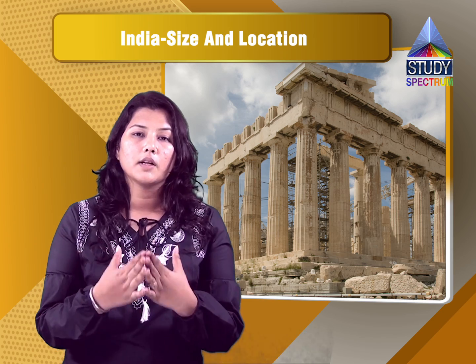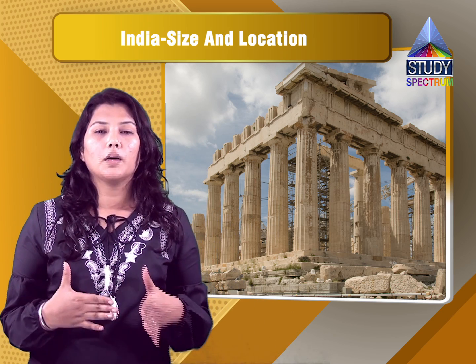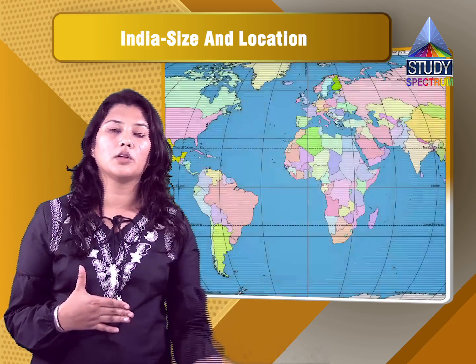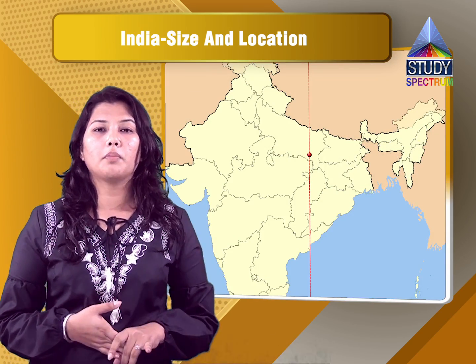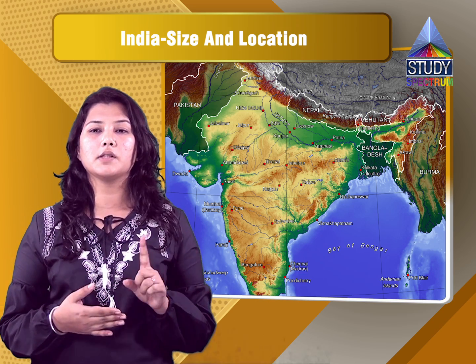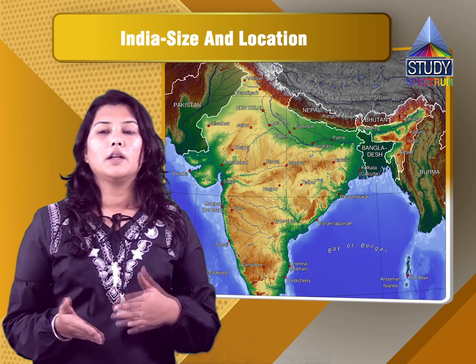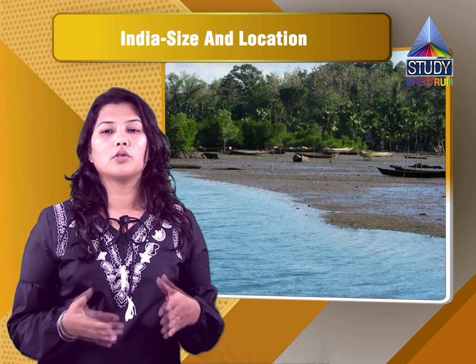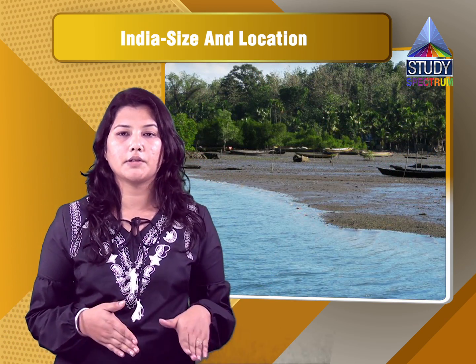Now let's quickly revise the whole chapter in a gist. When we spoke about the latitude, the longitude, the prime meridian, the standard meridian, we also spoke about India's neighboring countries, the seas that are closer to the country. We spoke about the islands that are also a part of the country. We spoke about the states and the union territories.